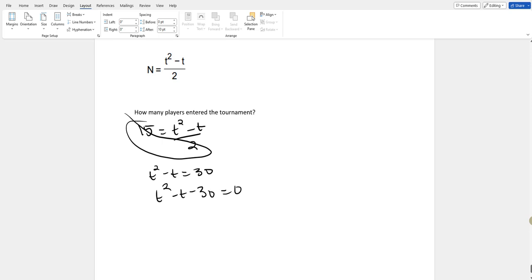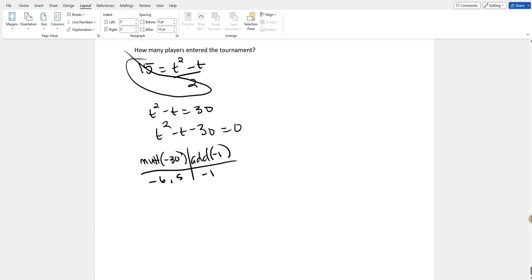This one is simple. I can go ahead and factor this. I want two numbers that multiply to give me negative 30 and add to give me negative 1. So in this case, this will be negative 6 and 5. Negative 6 times 5 is negative 30. Negative 6 plus 5 is negative 1. So this factors into t minus 6, t plus 5 equal to 0. I'll set each one of these factors equal to 0 and solve for t. I get t is 6 and t is negative 5.